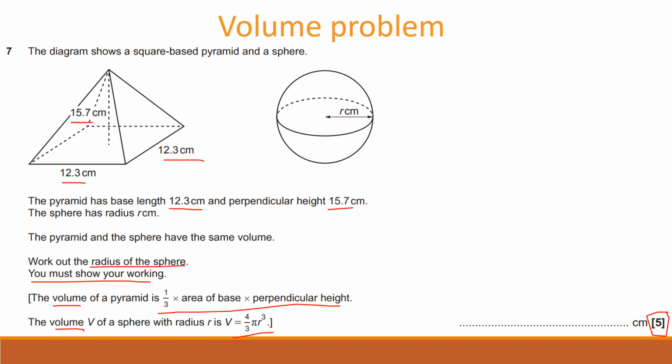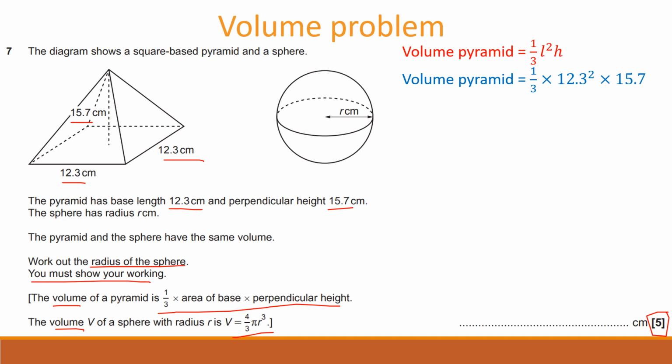We're also told that the pyramid and the sphere have exactly the same volume, so we're going to need to use that information as well. The volume of the pyramid is the one we've got most information for, so we will start there. The volume is 1/3 the area of the base times the perpendicular height. For this square base pyramid, the volume is 1/3 times the length squared times the height, because the length is the same in both directions. The length is 12.3, so I've got 1/3 times 12.3 squared times the perpendicular height of 15.7.